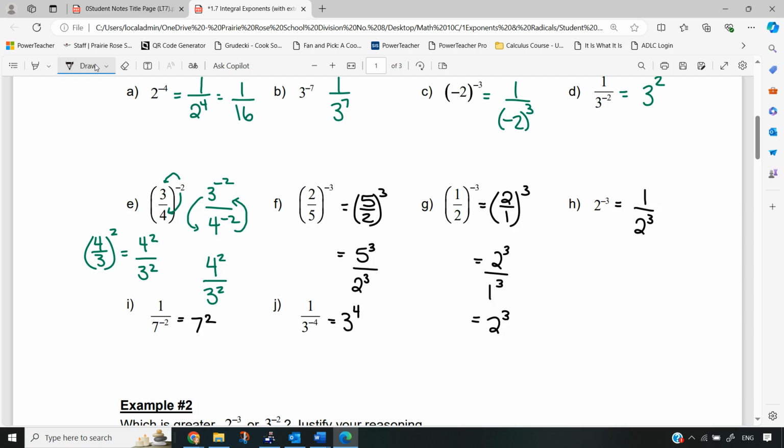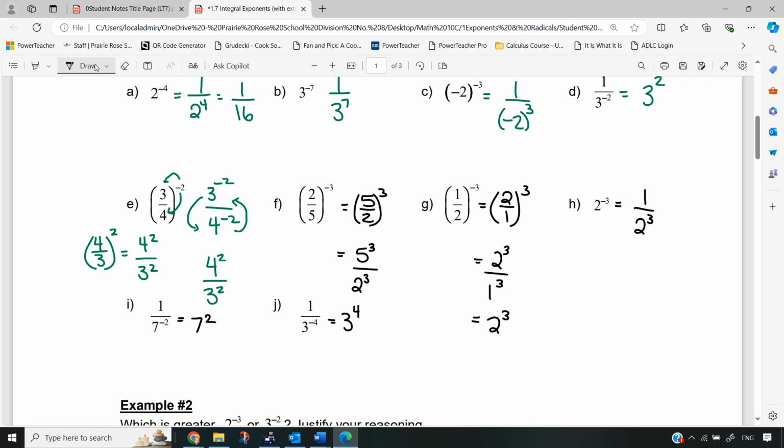By flipping my fraction, I've also changed my exponent from a negative to a positive. So my final expression would be 5 cubed over 2 cubed. For g, I have 1/2 to the exponent negative 3. So again, flipping that fraction will give me 2 over 1 to the exponent 3. When I distribute, I'm going to have 2 cubed over 1 cubed, which just simplifies to 2 cubed.